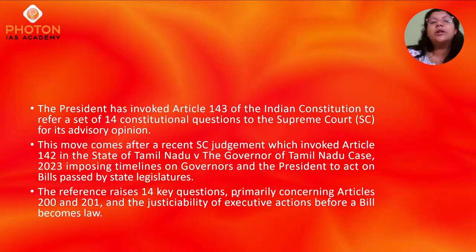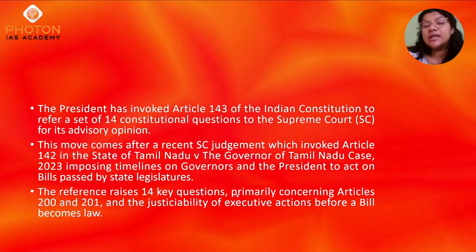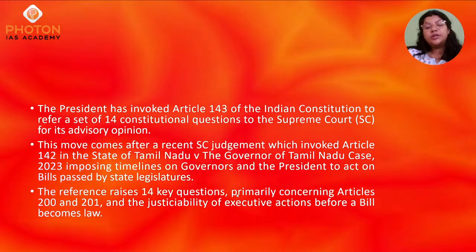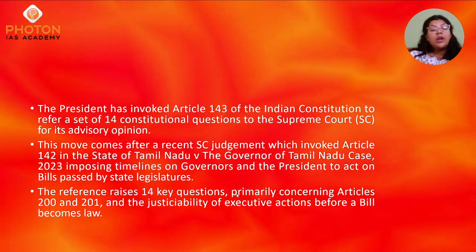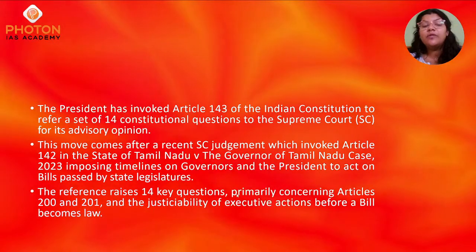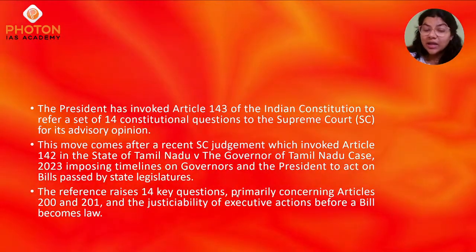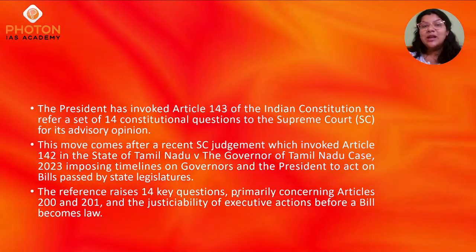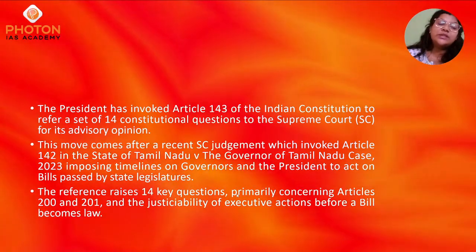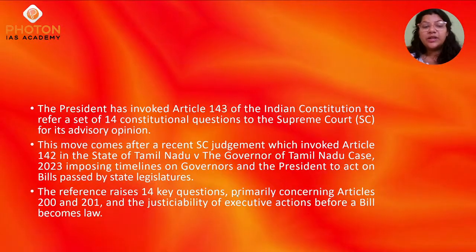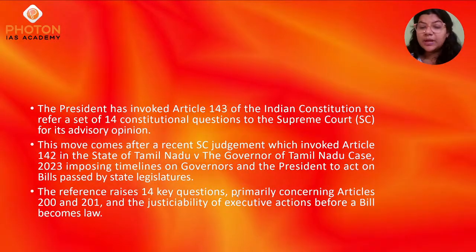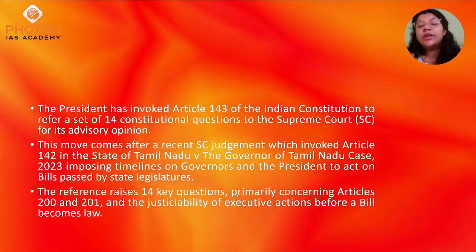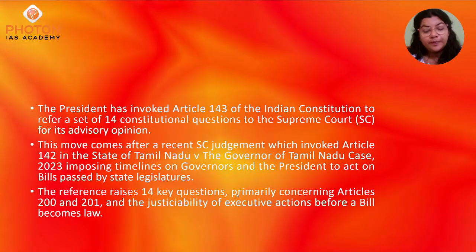So post this verdict by the Supreme Court, the President has asked the Supreme Court under Article 143 a set of 14 constitutional questions as to what are the constitutional possibilities of Articles 200 and 201, what is the angle of justiciability, and what is the angle of the judiciary involved in this matter. All of these questions have been asked by the President. So the reference raises 14 key questions primarily concerning Articles 200 and 201 and the justiciability of executive actions before a bill becomes law, right?